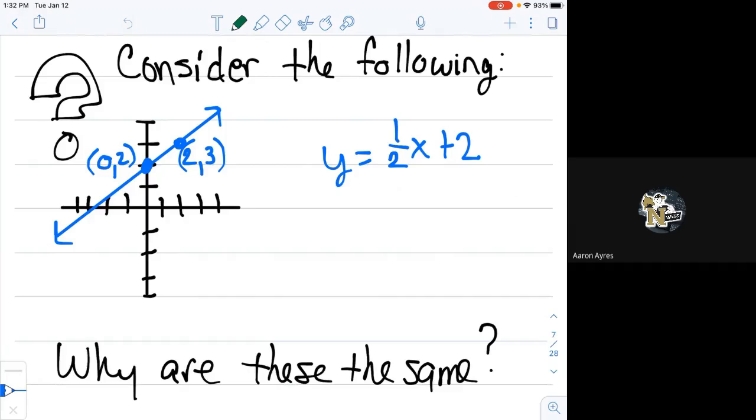So here's what's happening. I'm showing you two different items. And they both represent the same relationship. What I want to know for everybody in the class is why are these two items representing the same relationship? What allows them to be representing the same thing? This is a group discussion question.